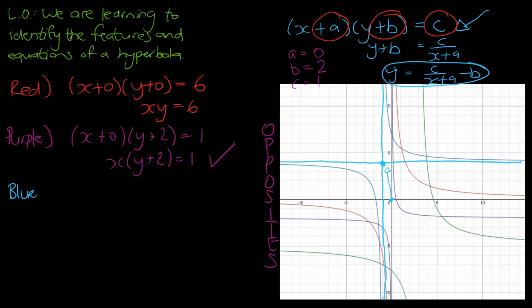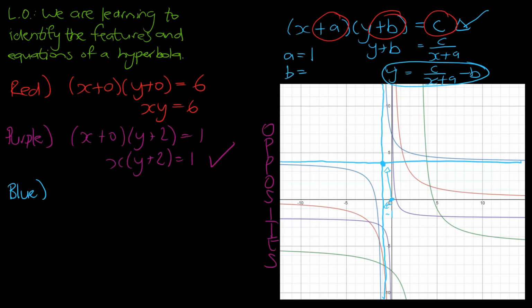So we're now going to work on the blue one, and our A value relates to the x-axis, and it relates to how much it's been moved left or right. So we can see it's been moved across to -1. The opposite of -1 is +1, which means our A value will be equal to 1.